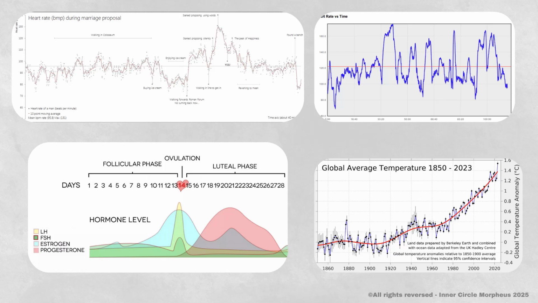Global average temperature, heart rate chart, ovulation cycle of a woman, and the heart rate chart of a man during a marriage proposal. No worries if you can't see. I'm teaching you to see these things because it's everywhere. That's why we say, once you see it, you cannot unsee it, Neo.